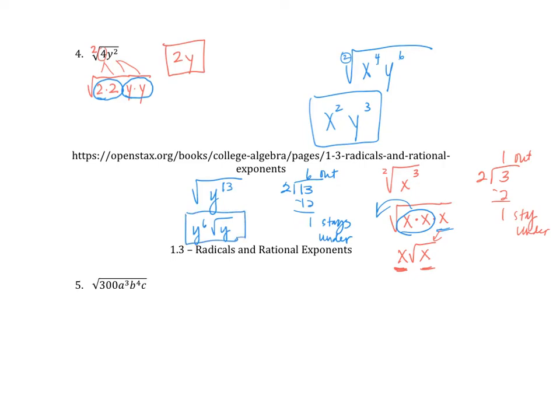All right, so the exponents, you're just dividing. If they divide evenly with no remainder, the whole thing goes out. If there's a remainder, then the quotient goes out and the remainder stays under.